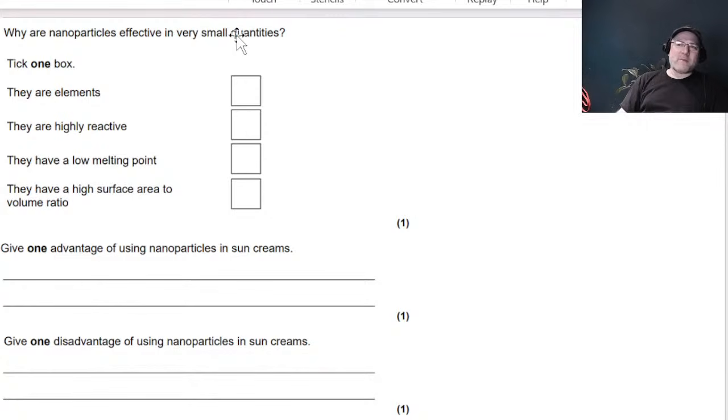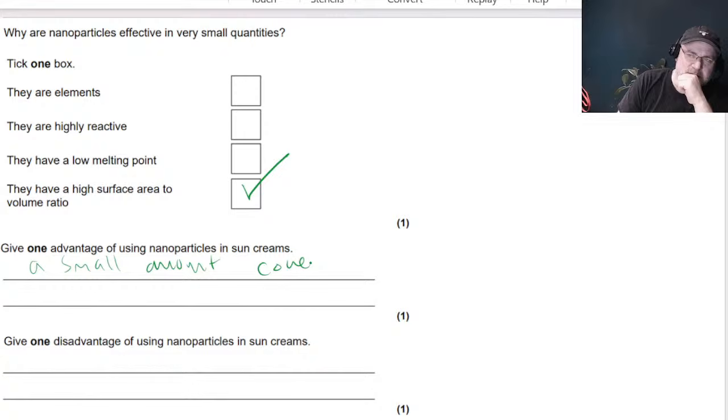And then here, why are nanoparticles effective in very small quantities? Tick one box. What's the special thing you need to remember about nanoparticles? Nanoparticles have a high surface area to volume ratio. One advantage of using nanoparticles in sun cream is that a small amount covers a large area. So you only need a little volume to cover a large area.